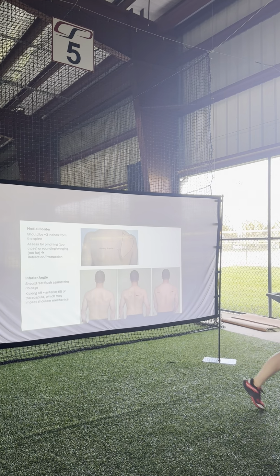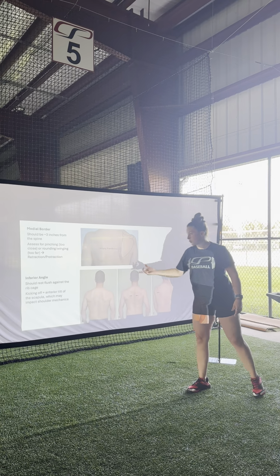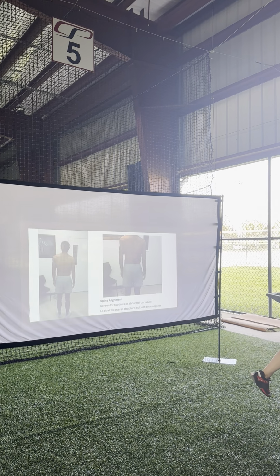Okay. Inferior angle. So the inferior angle should sit flush. This has the same thing to do with the inferior angle sitting flush. There shouldn't be any winging or kicking off. Where the heck is my flat T-spine?